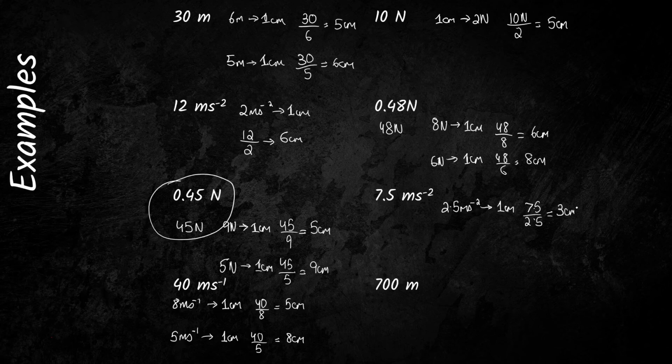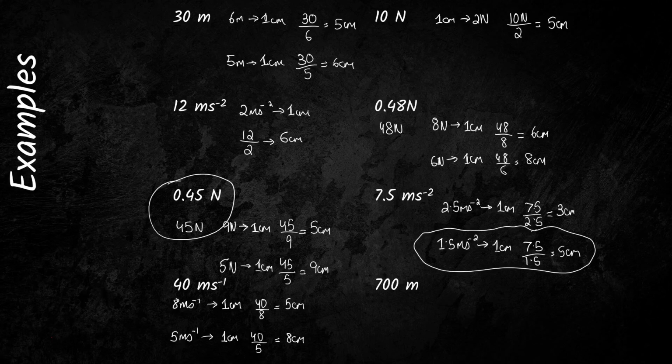The recommended scale that I would use over here is 1.5 meters per second squared should give me 1 centimeter, in which case 7.5 divided by 1.5 is 5 centimeters. Now this right here would be the most appropriate scale. This one right here is generally what I would use when drawing a vector of 7.5 meters per second squared.